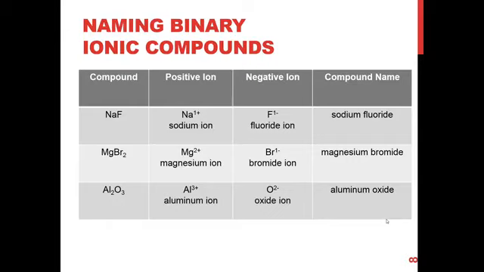The last example is similar to one we looked at earlier in terms of its formula. Now we have the compound Al2O3. The positive ion is Al3+, which is the aluminum ion. The negative ion is O2-, which is the oxide ion. The name of the compound is aluminum oxide.